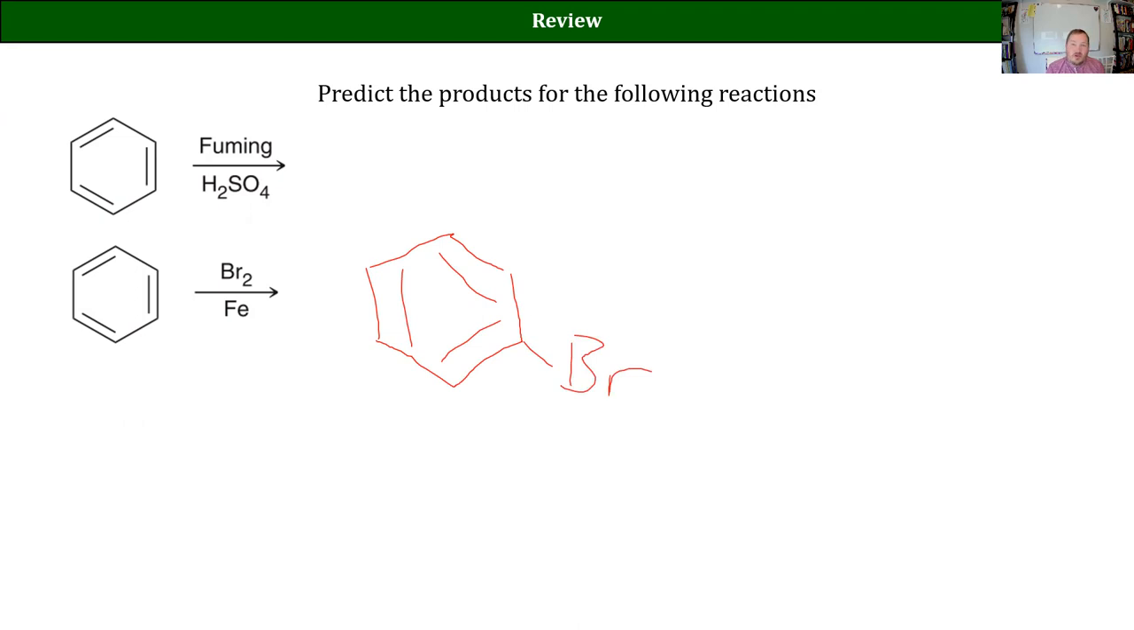Right? When we don't already have something on there, when we don't need to worry about meta directors versus ortho para directors, it's pretty easy, right? We only had like six reactions to deal with: bromination, chlorination, adding a sulfonate group, adding a nitro group, and then the acylation, which is adding an acetyl group, adding a ketone, or alkylation, which was adding an R group.